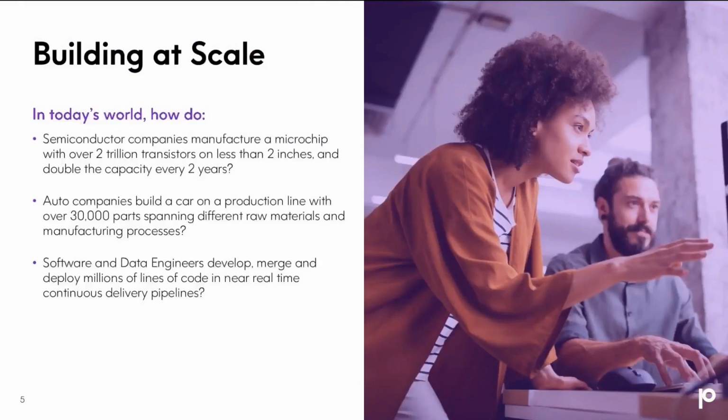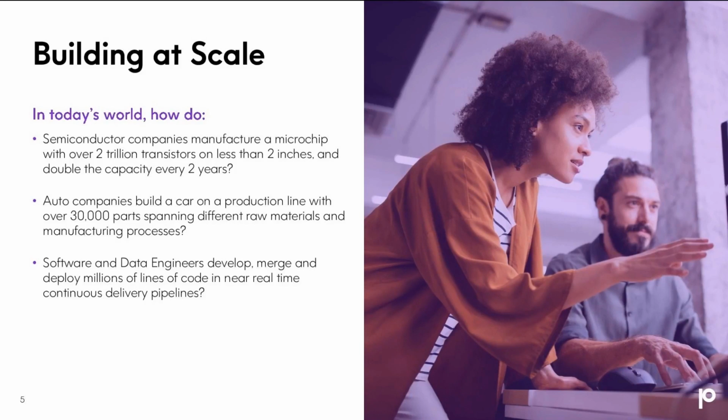So in today's world, in this really complex business world, a complex ecosystem of many parts, we see a mind-blowing number of accomplishments across every industry and vertical. Take, for example, semiconductors, where we're putting trillions of transistors on something less than a square inch. You've got auto companies. How are they building a car on a production line with 30,000 parts spanning different raw materials and manufacturing processes?